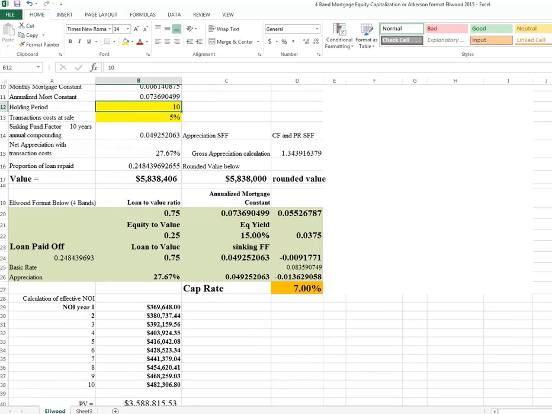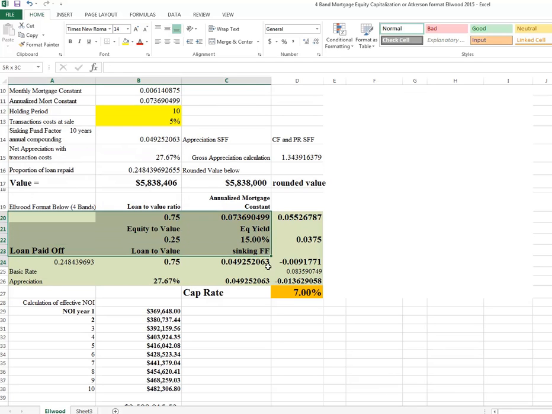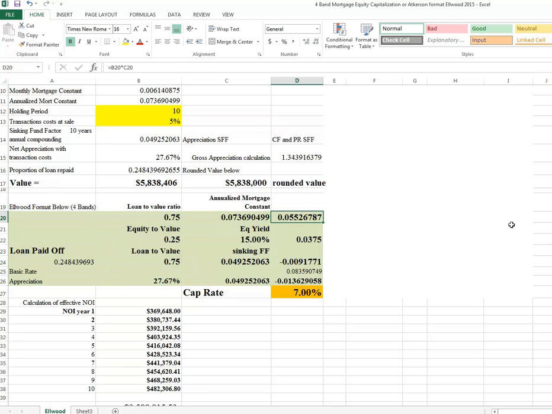The essential Elwood formula is given here in this greenish box. It's the loan-to-value ratio times the annualized mortgage constant, and that is part of my weighted cost of capital right there, the 0.055 number. It is the equity proportion, 25% down, times the equity yield, and of course we can change those numbers. So I get my return required on equity.